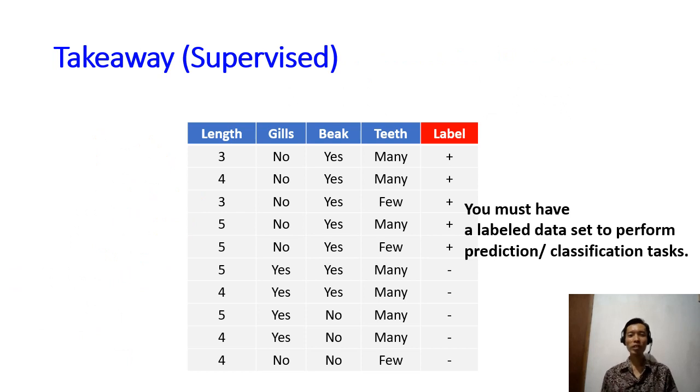So for the first type of learning, which is supervised learning, here is the takeaway. You must have a labeled data set to perform the prediction or classification tasks. Okay, so if you want to classify whether a fish is a dolphin or not a dolphin, then you must have a data set that has been labeled. Every fish in this data set must have been labeled whether it is a dolphin or it is not a dolphin.